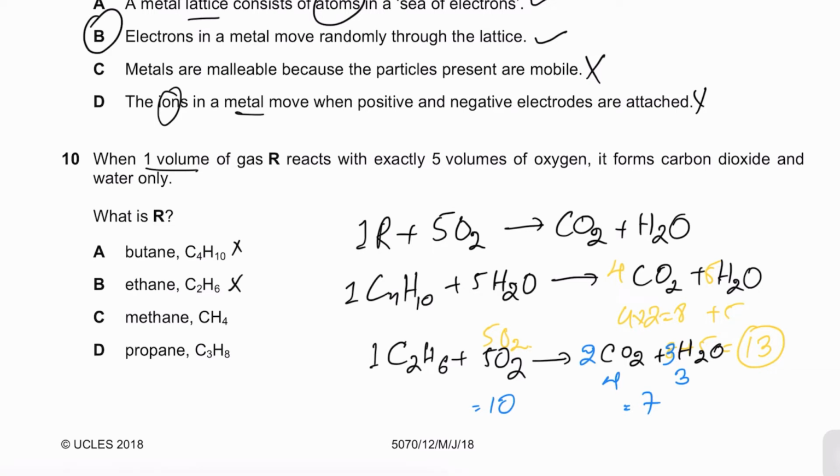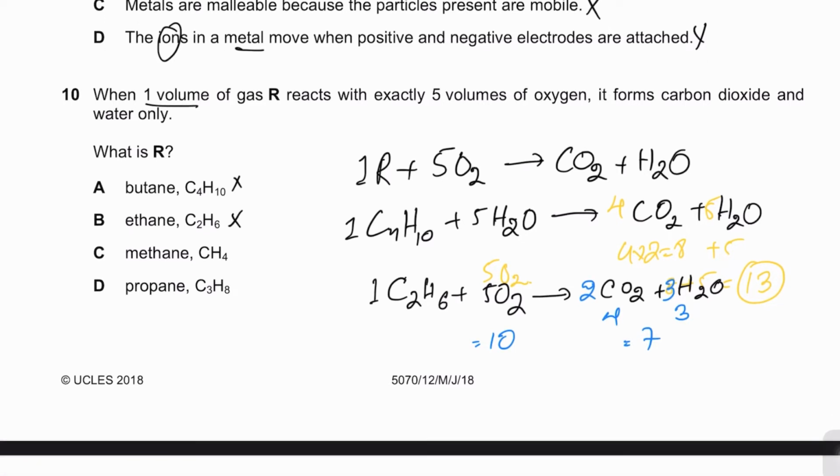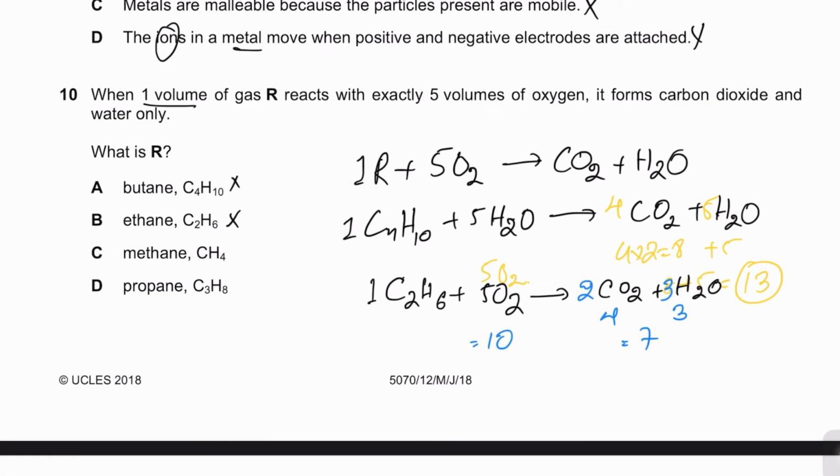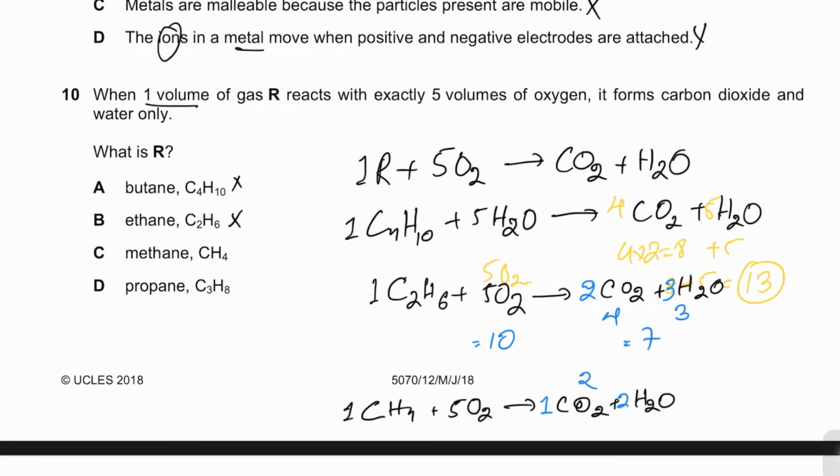Now let's take a look at methane. Let's draw the methane here. CH4 plus 5O2 is going to give us CO2 plus H2O. So now let's go ahead and try to balance it. We have 1 over here, 2 oxygen plus 2 oxygen. We're going to have 4 oxygen. But over here, we have 10 oxygen. So this is also incorrect.